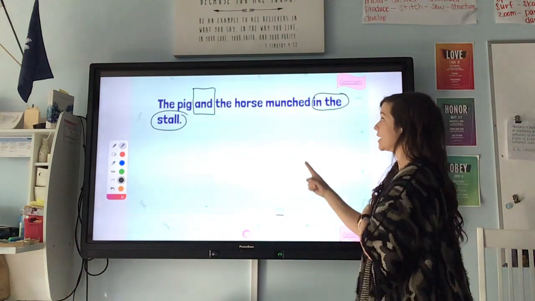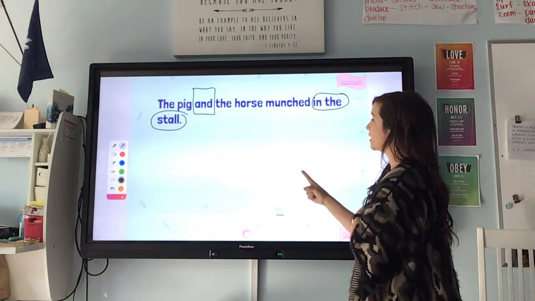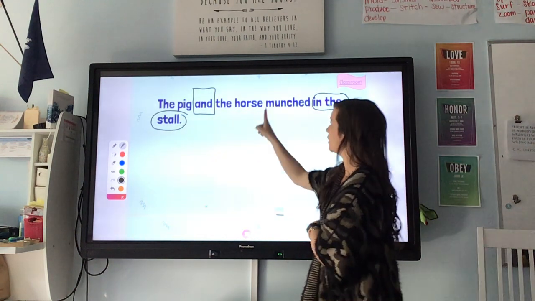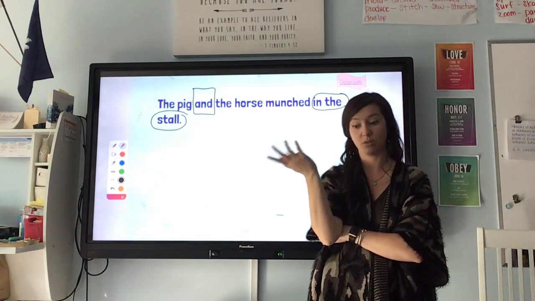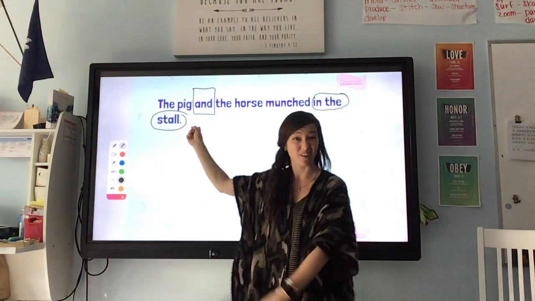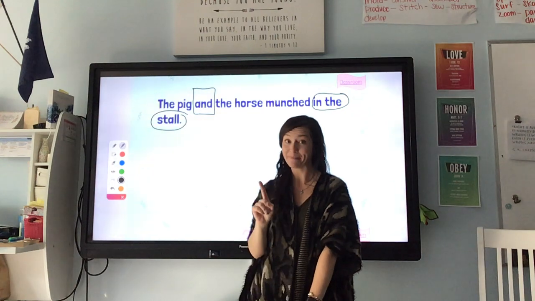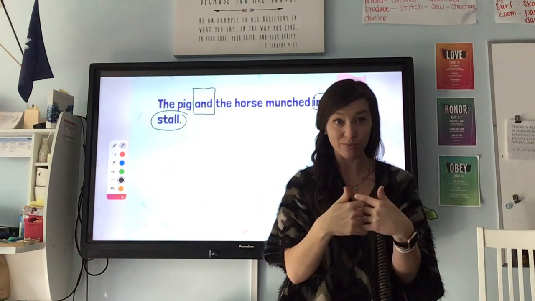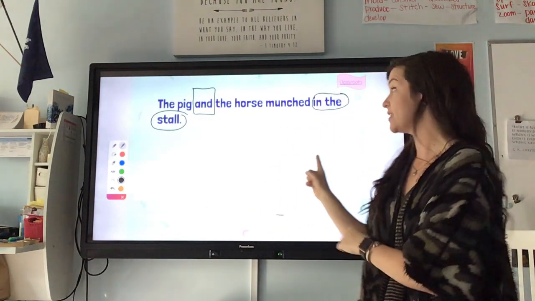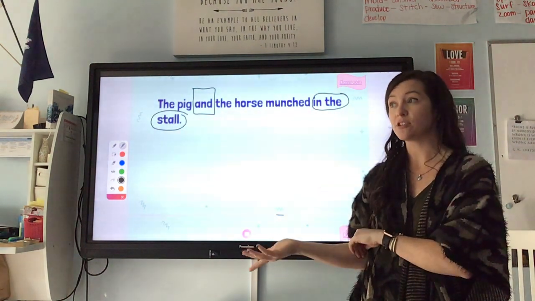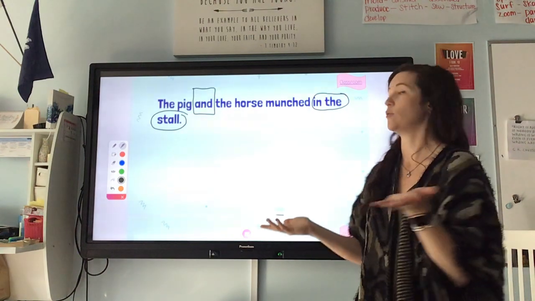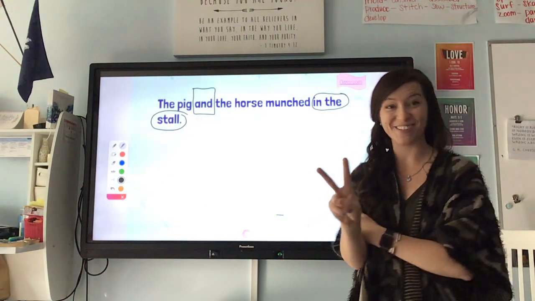So if I look at my and, it is combining pig and horse. Is that a subject? Is that a predicate? Is that a complete sentence? Is the pig a complete sentence? It's not. It is combining subjects. So this sentence is a simple sentence with a compound subject. You've got to ask yourself, how many subjects do I have? Well, I've got pig, I've got horse, so I've got two subjects.